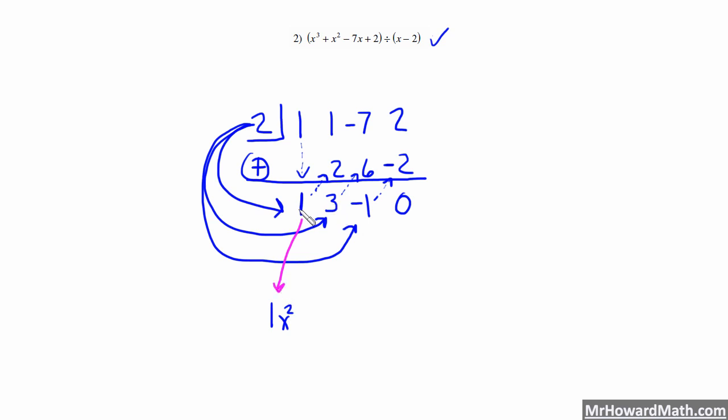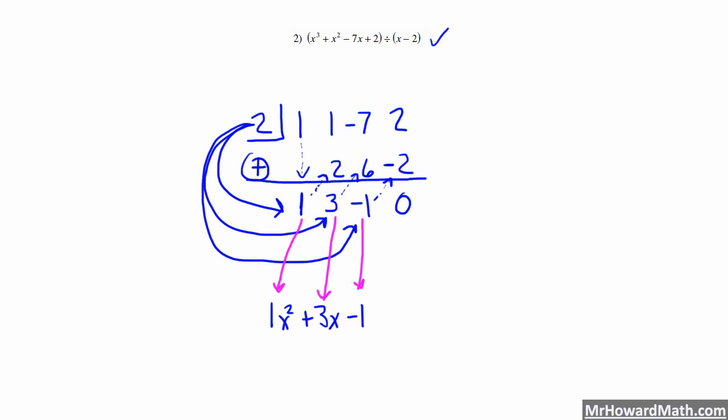1x squared, and then we would have a plus 3x. That's our next term. Remember, we have to decrease in order. Our exponent was 2. Now our exponent is 1, and that coefficient came from right here. And then we have minus 1. That is our constant. We had our squared term, then our first degree term, and then now we have our constant, minus 1. And that minus 1 came from right here.